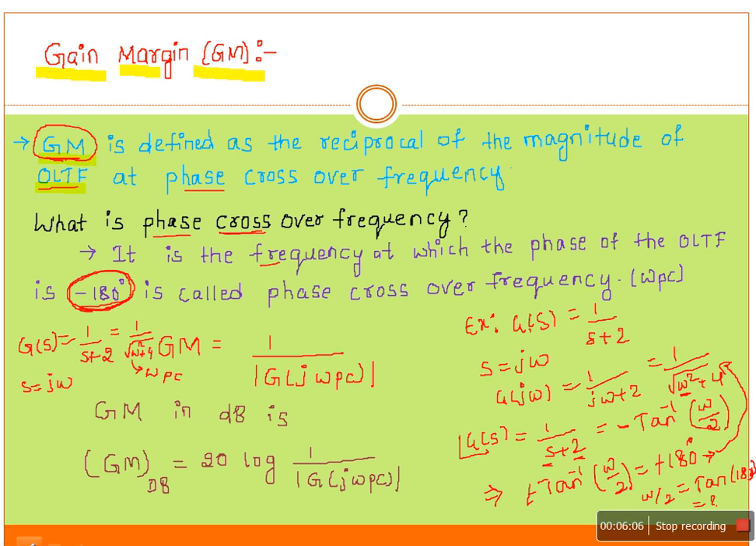So the gain margin is nothing but 1 by the magnitude of the open loop transfer function at the phase crossover frequency. If we calculate the gain margin in decibels, it will be equal to 20 log 1 by modulus of G(j omega pc).